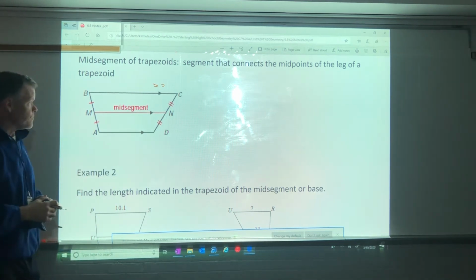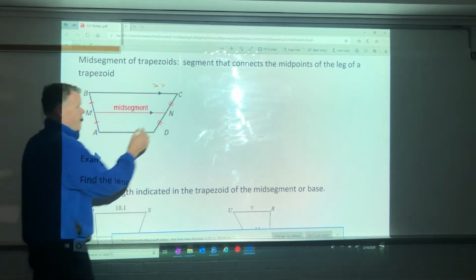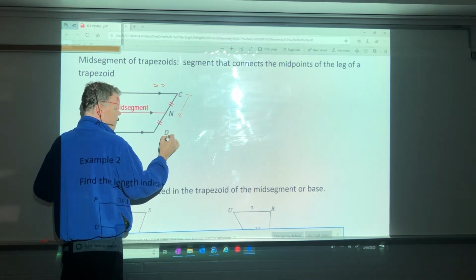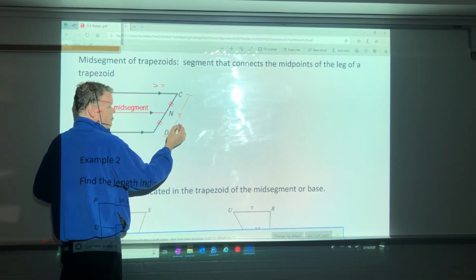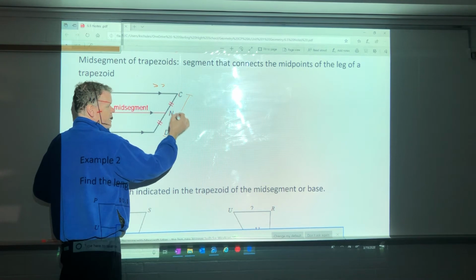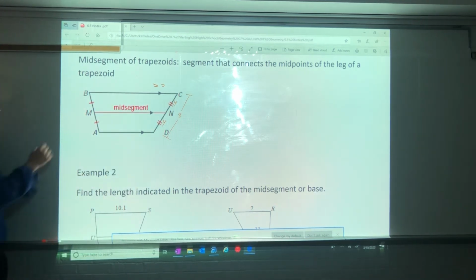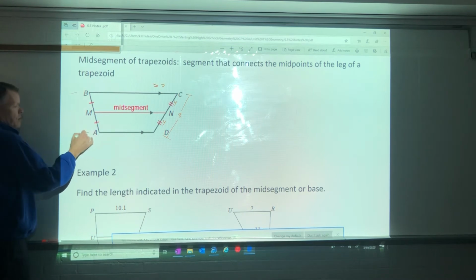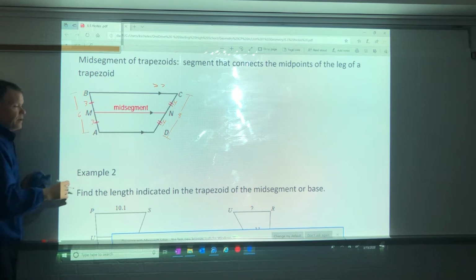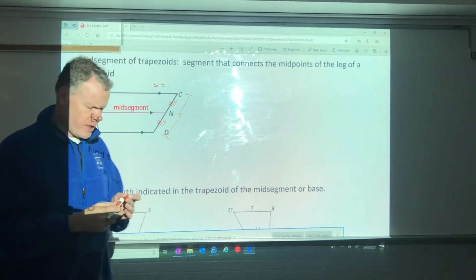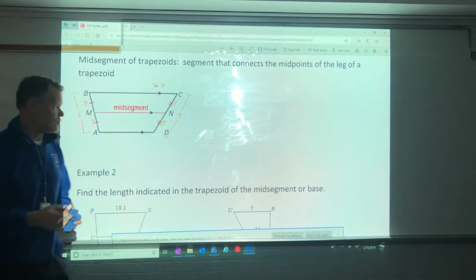Okay? So, in other words, if say this whole line here, side, or leg, I guess is a better way of putting it, is going to be 8, this would be 4, and this would be 4. Okay? If this was, say, 6, this is 3, this is 3. So kind of the same basic idea of what we're talking about when we're talking about mid-segments in reference to triangles.